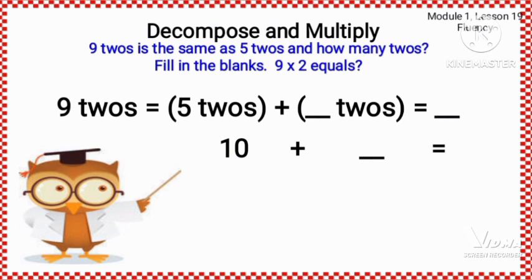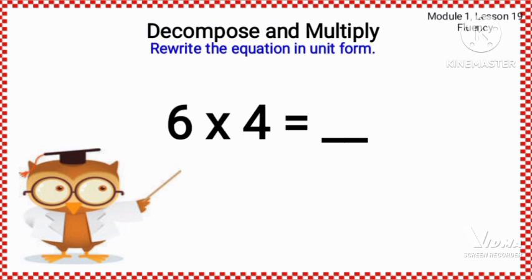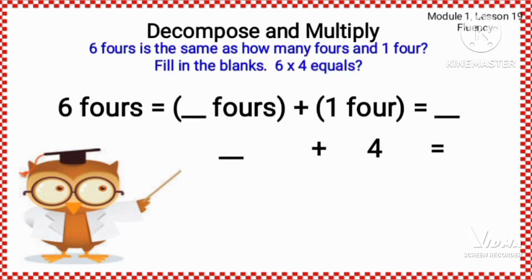What do you get as your answer? You see 9 twos equals 5 twos plus how many twos? 4 twos, you're correct. And 4 twos is 8, which makes 18. 6 times 4 is the same as 4 times 6 equals 24. So decompose 6 fours. 6 fours equals 5 fours plus 1 four. 5 fours is 20 plus 1 four, which is 4, equals 24.